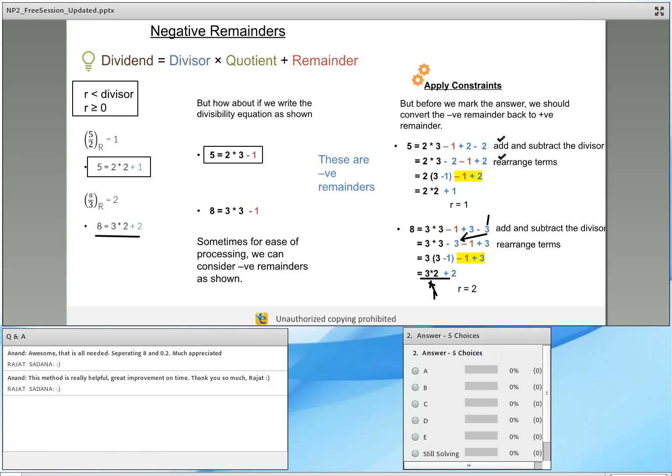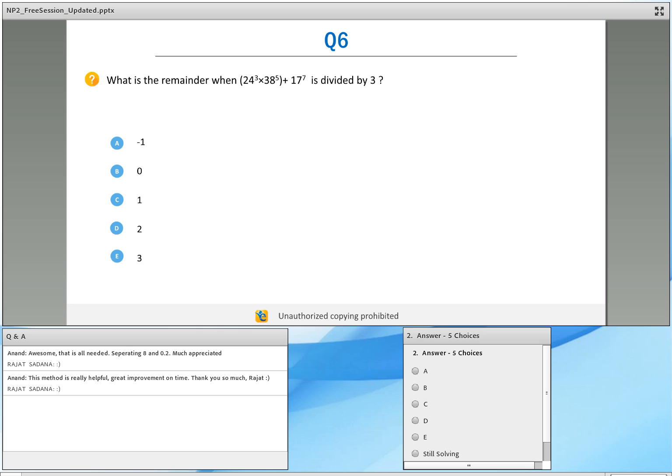But before we do that, still solving. Some of you still have doubts, and that's completely understandable. Just trust me for the next 15 minutes, and things will be as clear in your mind about negative remainders as they were about the positive remainders. So just be with me. I want to get at least 35 people selecting still solving, guys. We want to move forward. We are already hitting that 90-minute mark with this session. So yeah, good. Here is the next question.